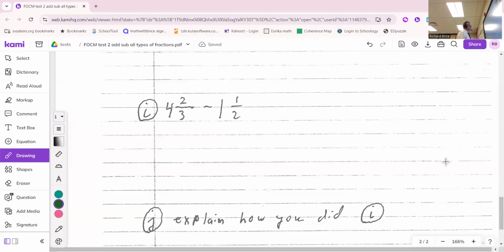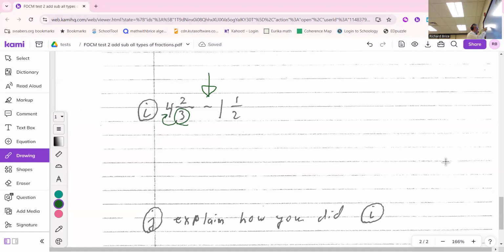I turn the page. I'm looking at I. We are subtracting. There are 2 ways you can subtract. One of them is thinking. One of them is doing. At this point, we're reviewing for the test. Let's turn this into an improper fraction.